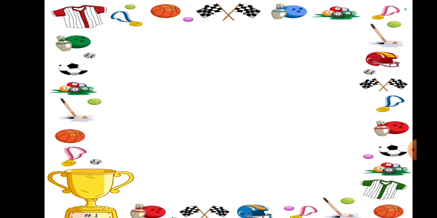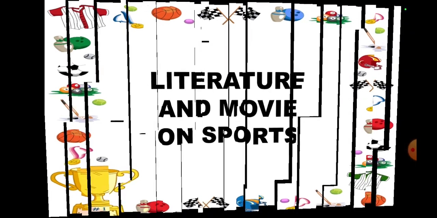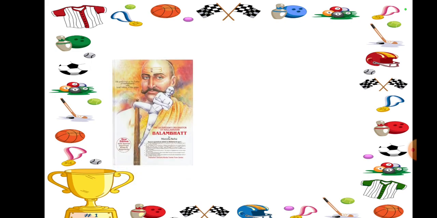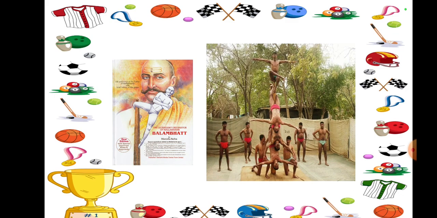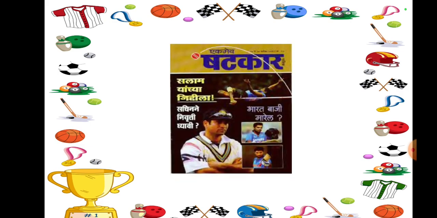Now, let's see literature and movies on sports. Publishing of books and encyclopedias of sports is a newly developing enterprise. The history of Malakhamb has been recently published. You can see the image of Malakhamb. There is an encyclopedia on the subject of exercise. Some years ago, there was a sports magazine. Let's see the sports magazine. Yes, this is the sports magazine called Satkar. There is ample literature available in English on sports. Some television channels are exclusively devoted to sports. We all know sports channels.